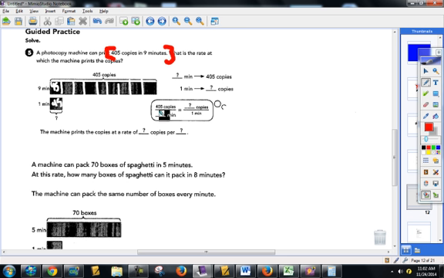Okay. Here, you can see the proportion here. You know it takes 9 minutes to do 405 copies. What am I doing to go from 9 to 1? Hopefully you're saying divide by 9. So you do this divided by 9. And then we end up getting 45. Okay? I hope everybody's seeing this. It's pretty easy, and you know you're doing 45 copies per minute. So 45 copies per 1 minute. Okay?